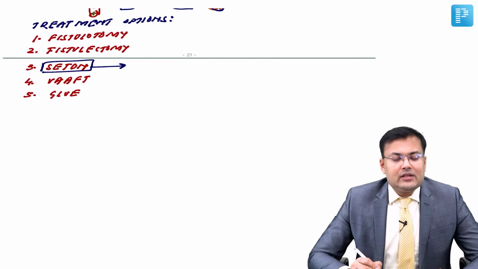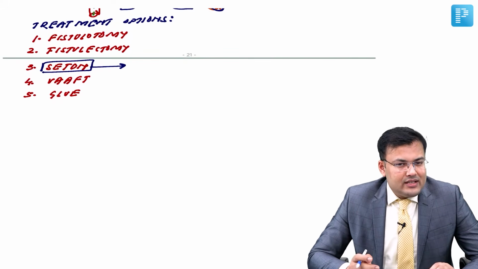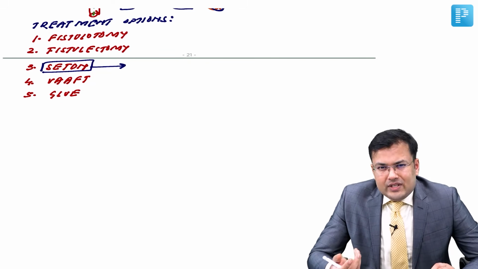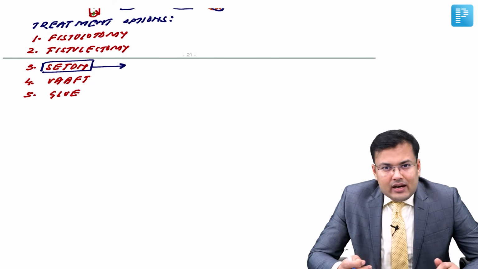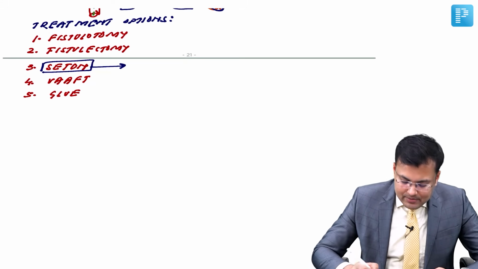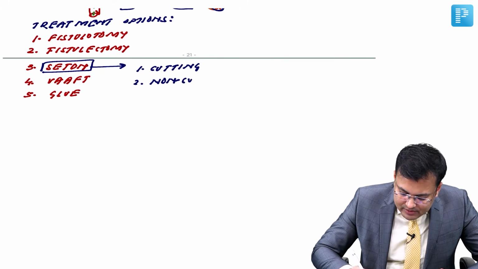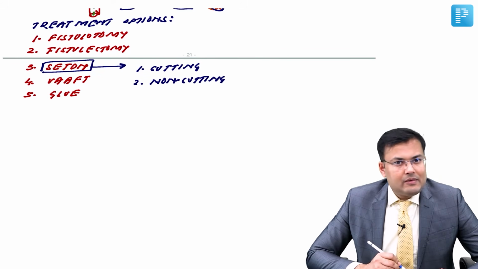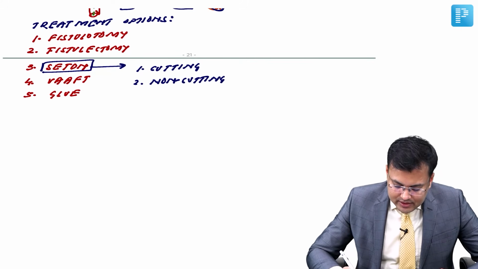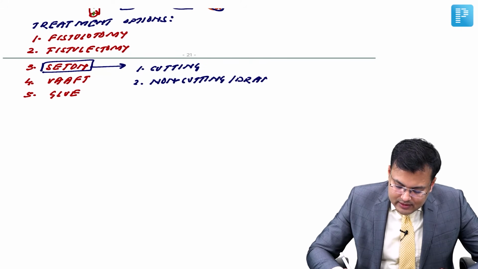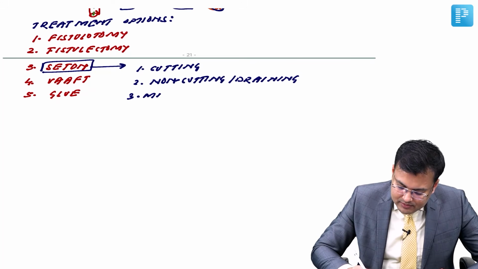Clear? What are the types of Seton which are available? What is this Seton? Seton is a thread which can be made of silk, linen, elastic, or it could be a rubber band also. It is of 4 types. First, cutting Seton. Second, non-cutting Seton. The other name of non-cutting Seton is draining Seton. There is marking Seton, and there is staging Seton.